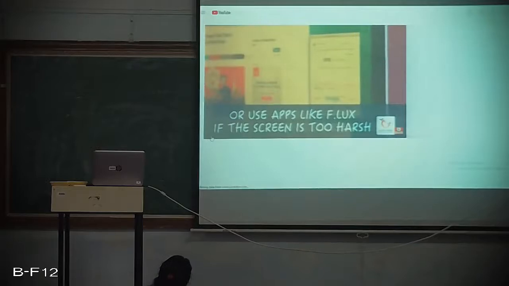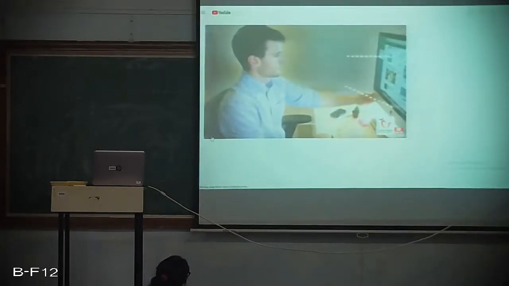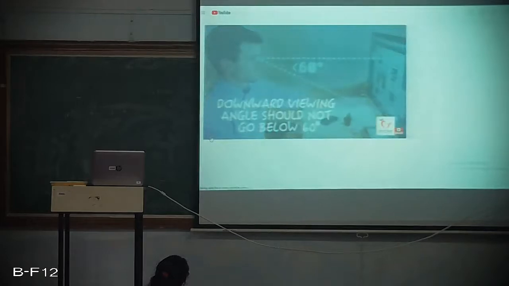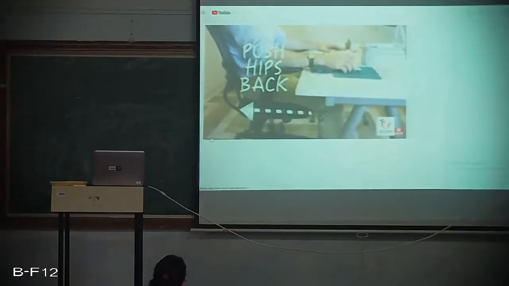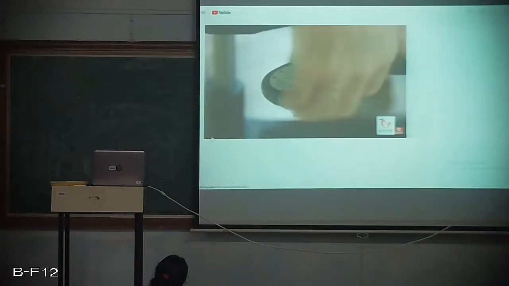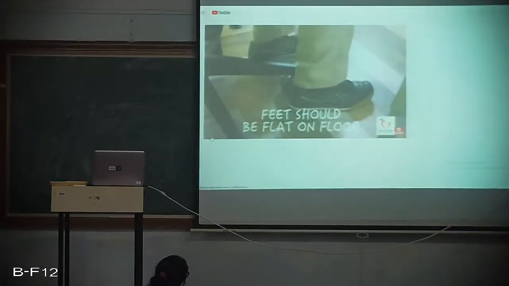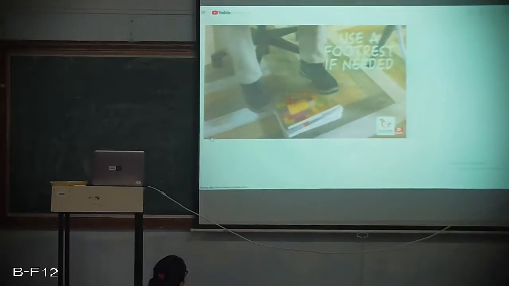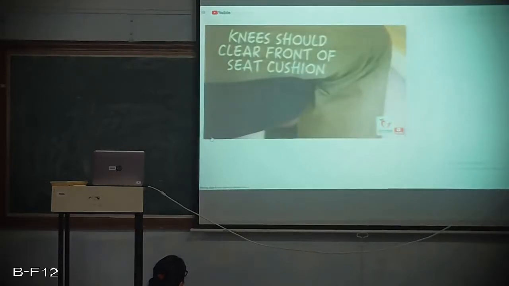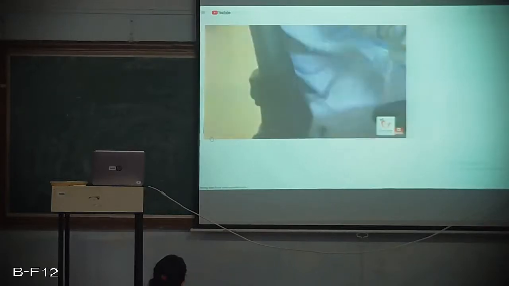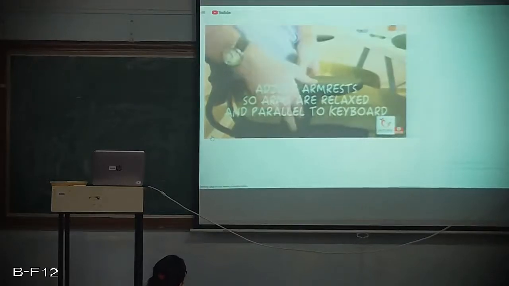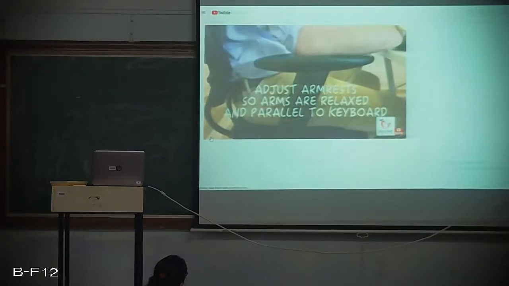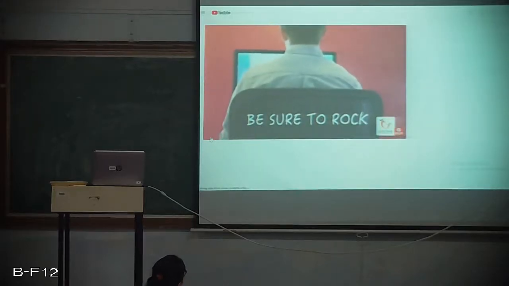If the screen is too harsh, then make the adjustment of the screen at 60 degrees downward. The viewing angle should not go below 60 degrees. Then this is the chair. Push the hips back, adjust the seat height, and your feet should go totally on the floor. Knees should be clear of the front of the seat. Make sure the back is properly supported. Adjust the armrest so the arms are relaxed and parallel to the keyboard. Be sure to rock.